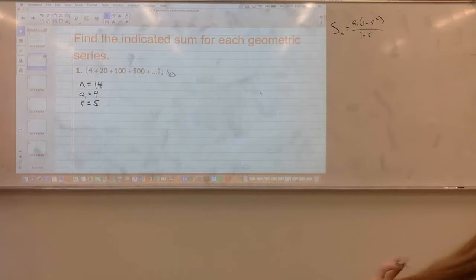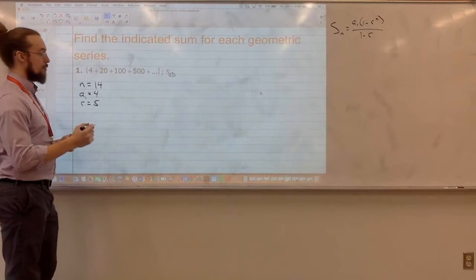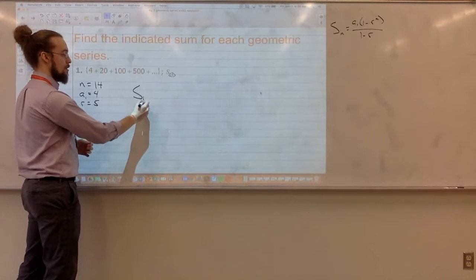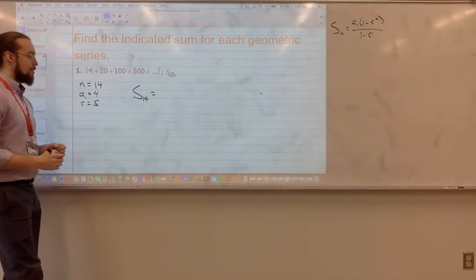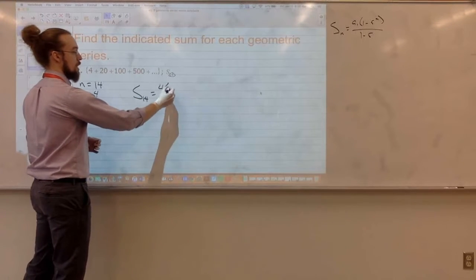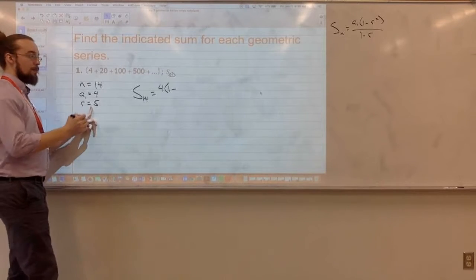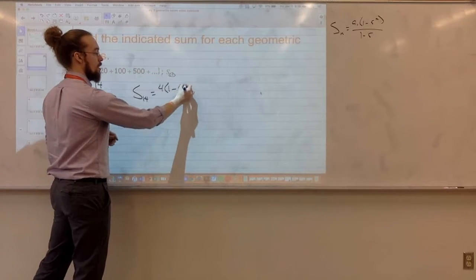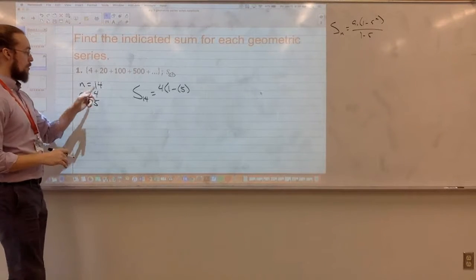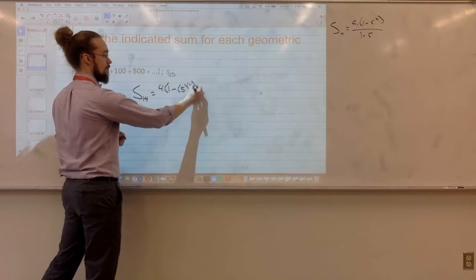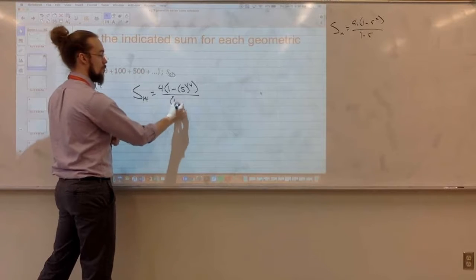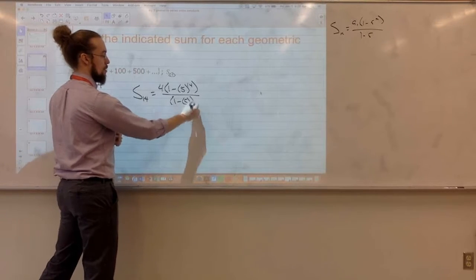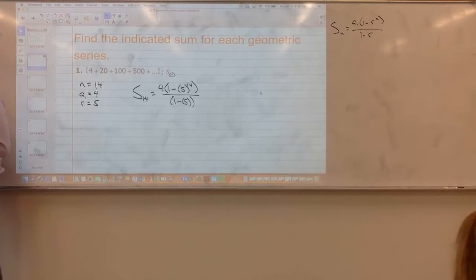I have all 3 things I need now to plug into my formula. So I can say the sum of the first 14 terms is equal to the first term times 1 minus the common ratio, which is 5, raised to the nth power, which is 14, all over 1 minus 5. So what do we get when we plug that into the calculator? It should be a pretty large number.